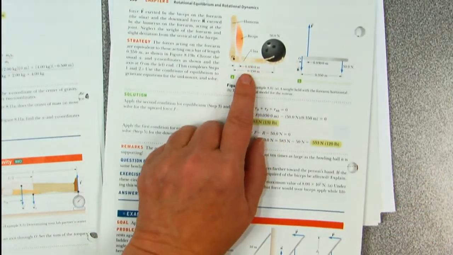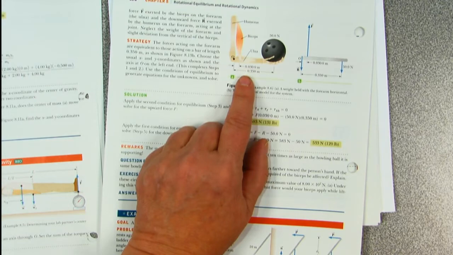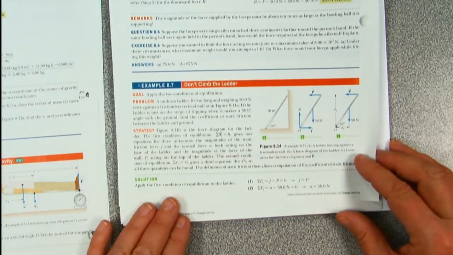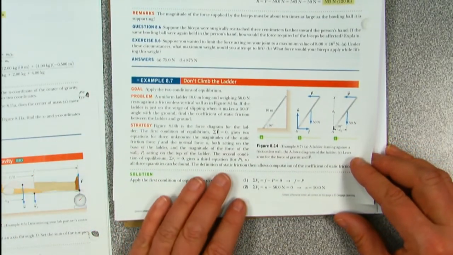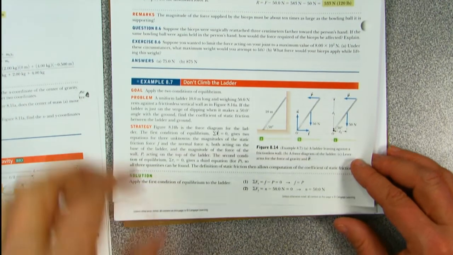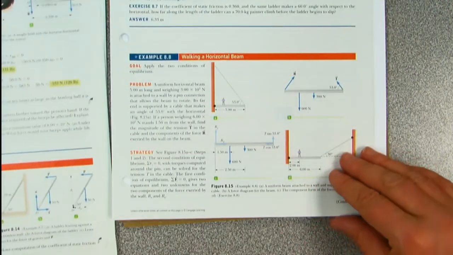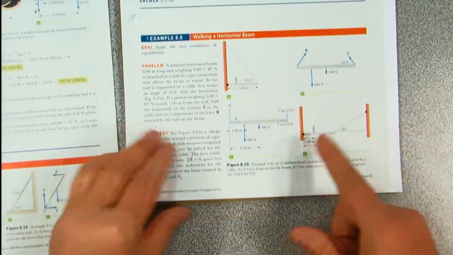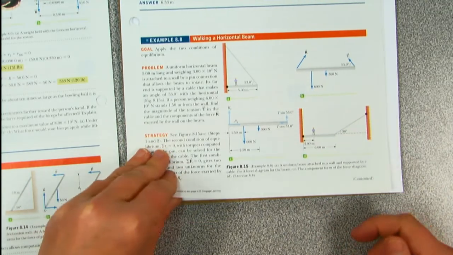I might look at this one because it helps me with drawing out my diagrams for my problems. The ladder problem is notorious. It's out there everywhere. And that's the one that incorporates friction. So I might want to review the ladder problem. This is a different version of the seesaw problem.